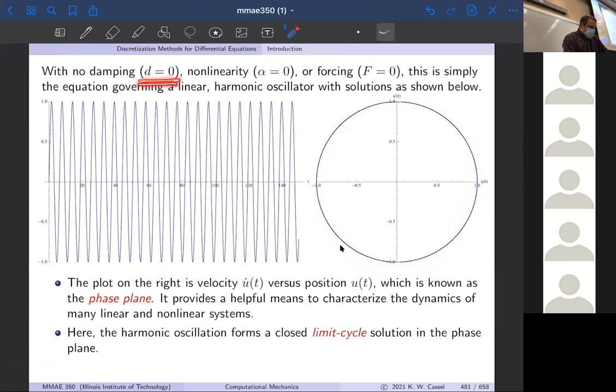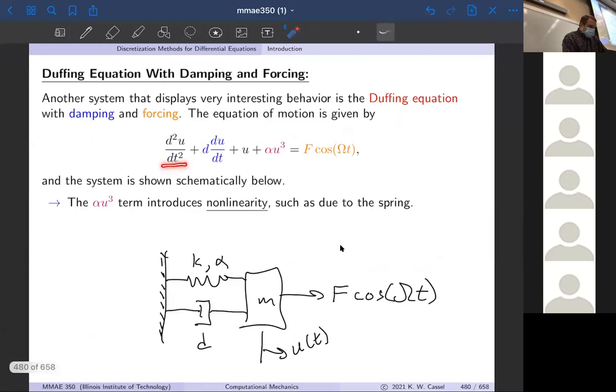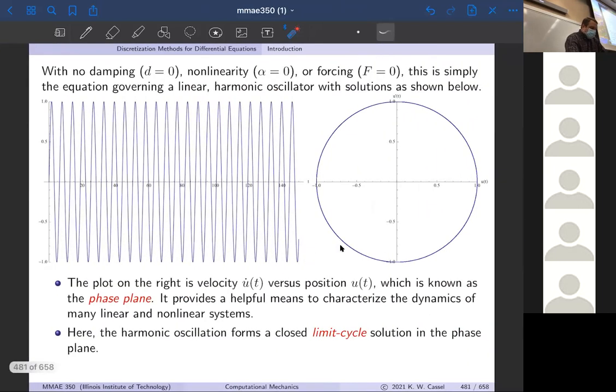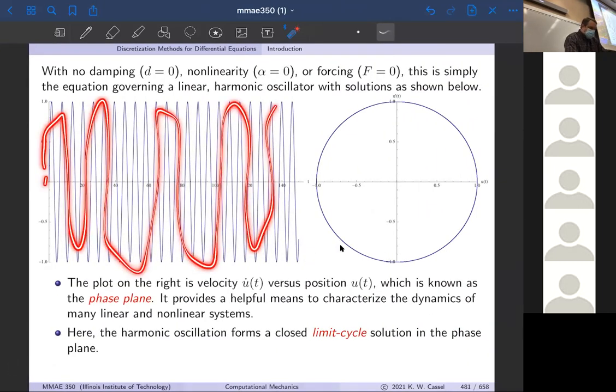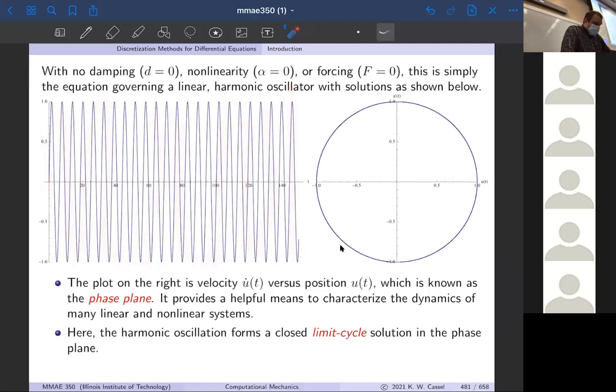There's no damping, there's no nonlinearity, and there's no forcing. So the only thing left is u double dot plus u equals zero. What's the solution? Well, that's just a sine or a cosine. It depends on the initial conditions. It's just oscillating back and forth as a sine wave. We call that a harmonic oscillator. Constant frequency, constant amplitude, and it goes on forever. It's just like the pendulum without any friction. The pendulum goes back and forth forever.